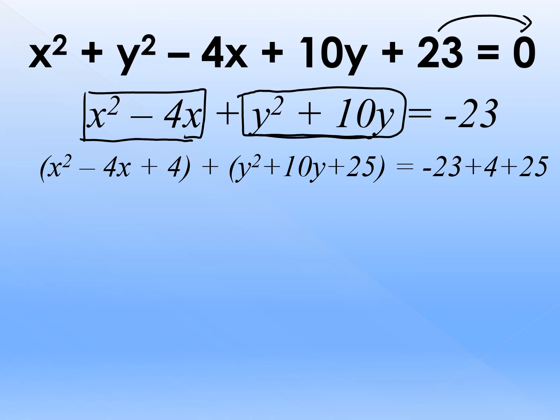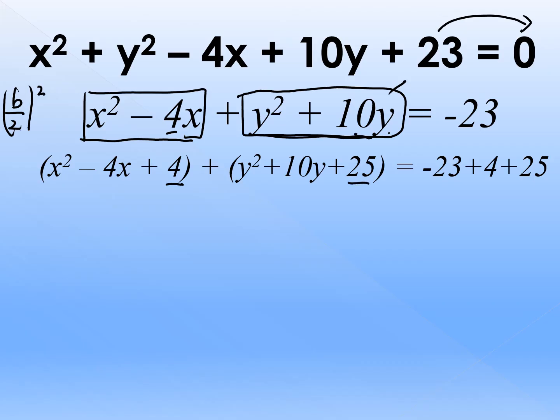Again, we use (b over 2) quantity squared. Our b is negative 4 or 4. So 4 divided by 2 is equal to 2. And then getting the square of 2, the answer is equal to 4. For this part, our b is equal to 10. 10 divided by 2 is equal to 5. Squaring 5, that is equal to 25.